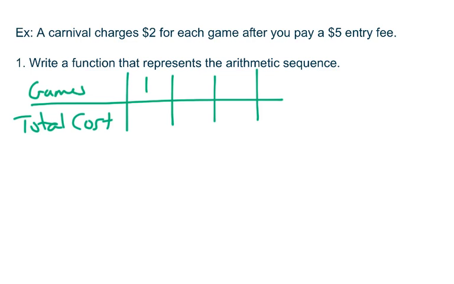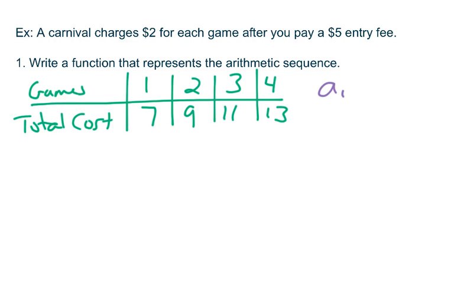If I play one game, that's going to be $2 for the game, plus the $5 I spent to get in the carnival, so a total cost of $7. If I play 2 games, I still have to pay that $5 entry fee, but now I've played 2 games, so that's an extra $4 in games, so that would be $9. For 3 games, add another $2, that's $11. For 4 games, that would be $13. So we do have an arithmetic sequence here.